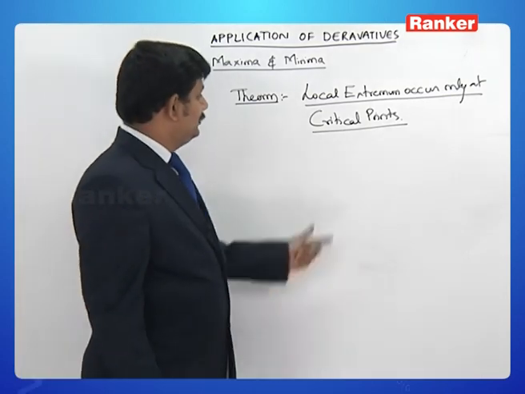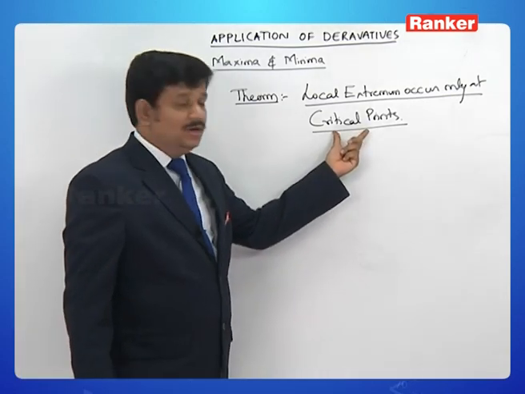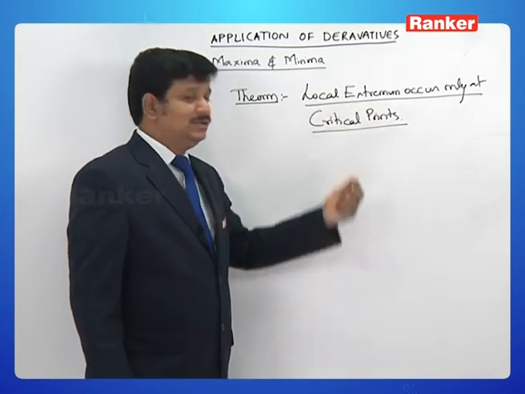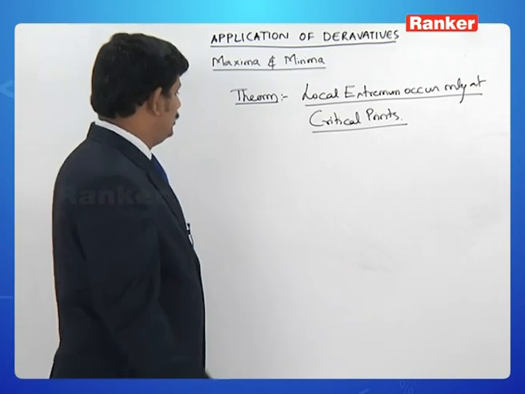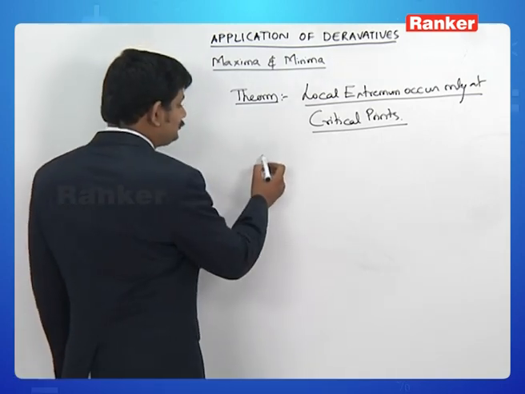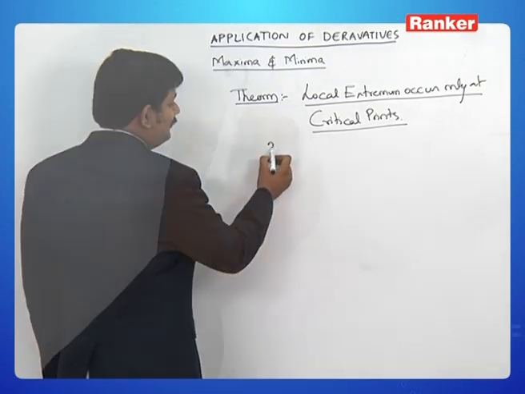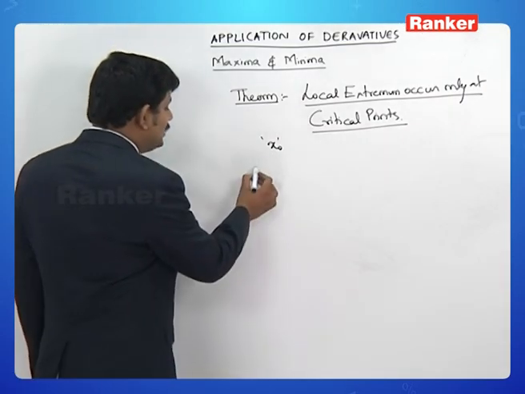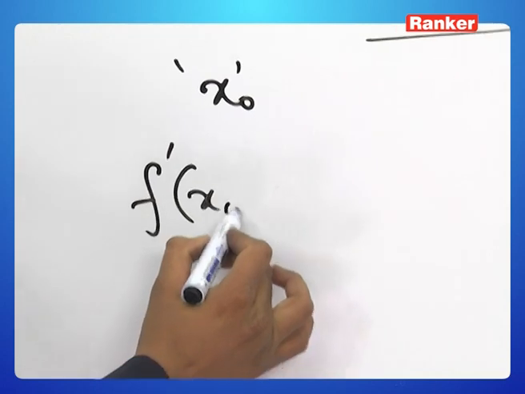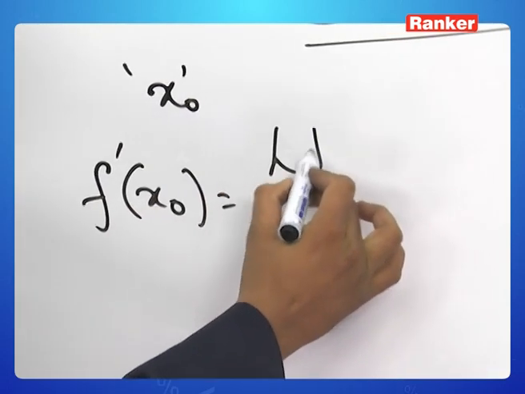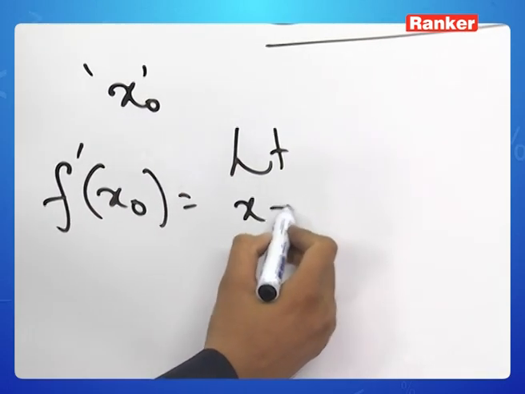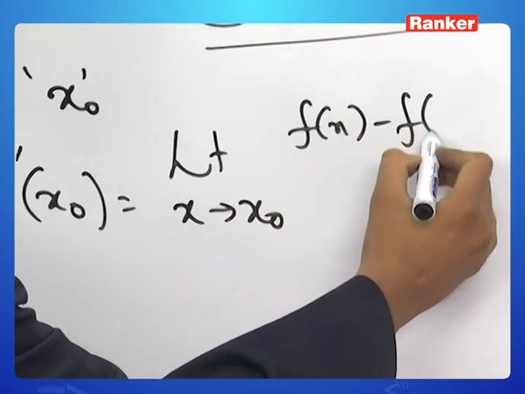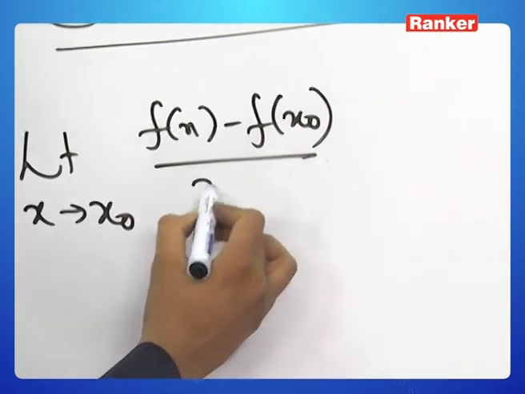So, it is necessary but not sufficient for us to have a local extremum that the point should be a critical point. Proof of this is very simple. Let us say we are investigating at a point x equal to x naught. Let us focus on derivative at x naught. F dash x naught is equal to limit x tending to x naught f of x minus f of x naught divided by x minus x naught.